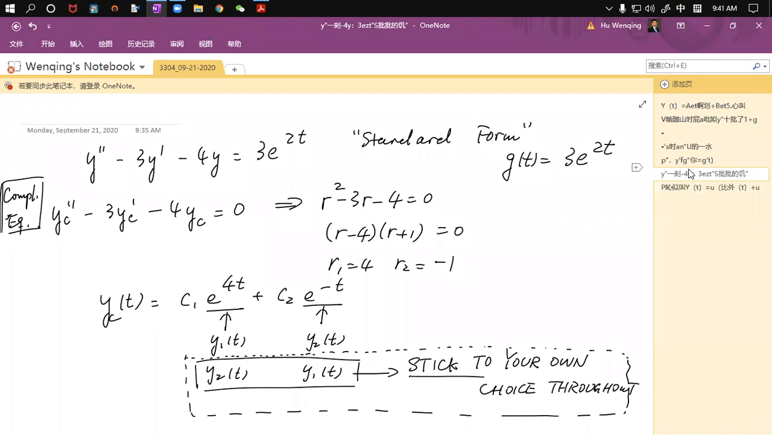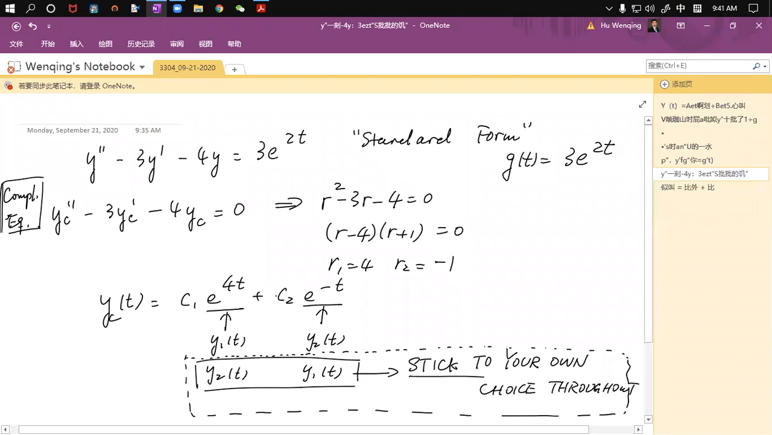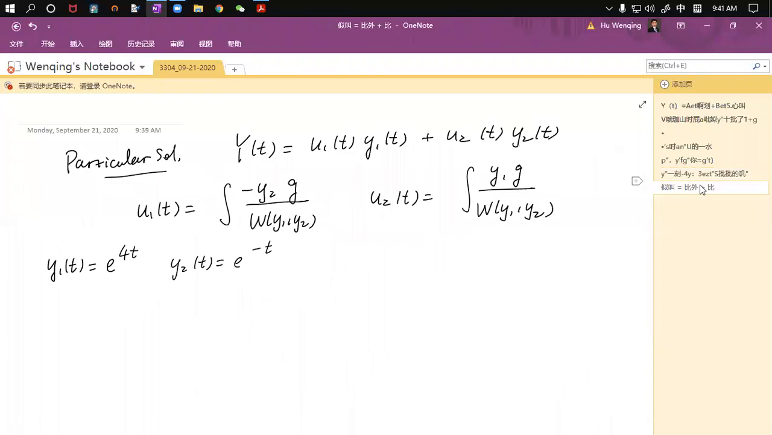With your g at hand, you have to calculate the Wronskian. So what are my choices of y1, y2? We have been choosing y1 of t is e to the 4t and y2 of t is e to the minus t. As I said, you have to stick to your own choice of your fundamental solutions. Do not switch it. This is y1, this is y2.